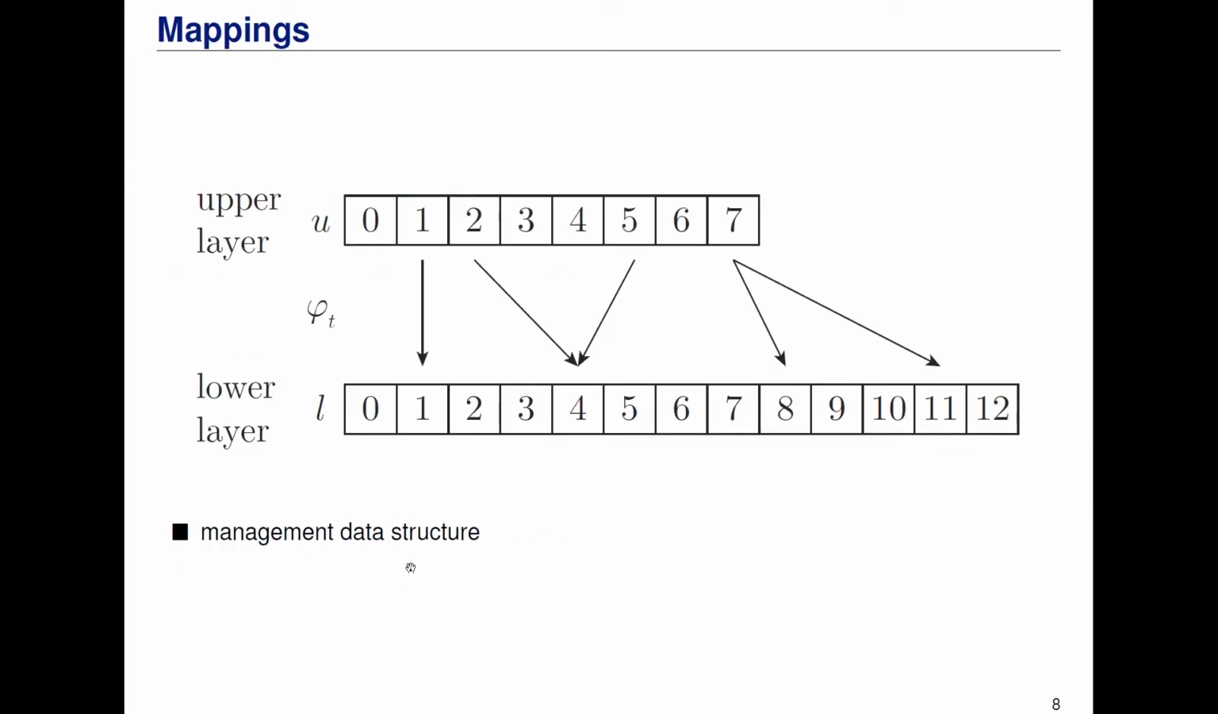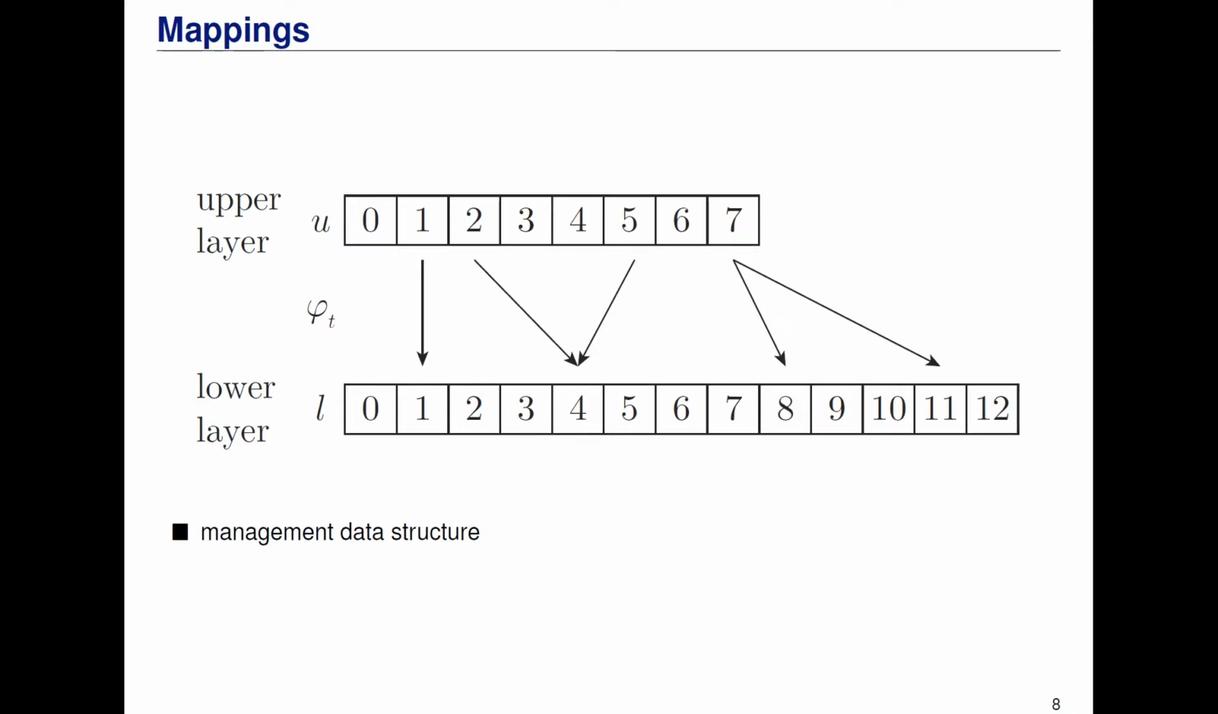So here we see a mapping. We have our upper layer U with its sequenced blocks, which point to the lower layer, also sequences. And here we have our φ_t. This is our mapping at the point t, and t is of course increasing. We need the time in order to identify, as we will later see, the most recently deleted block.